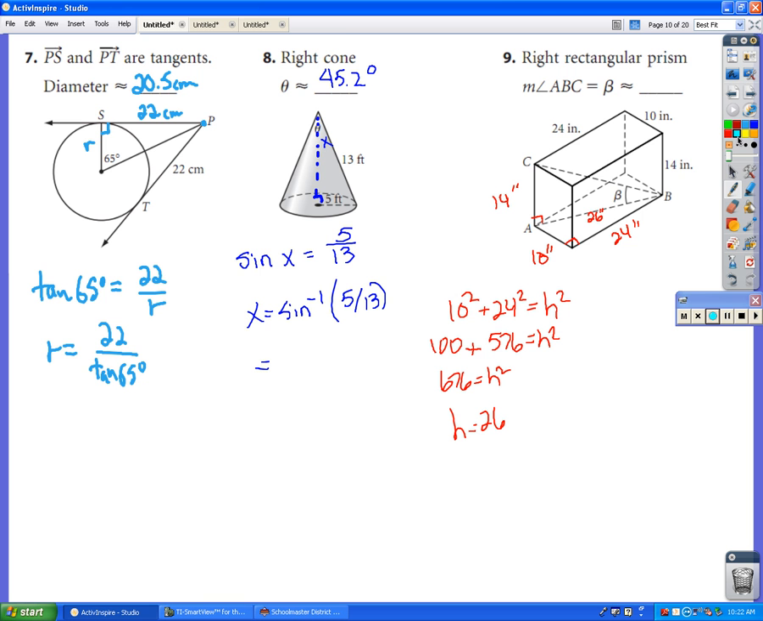So now I can figure out what beta is. Since I know the opposite side and I know the adjacent side, I'm going to use tangent. So the tangent of beta is the opposite side, which is 14, divided by the adjacent side, which we figured out is 26. So to get the angle, I have to go inverse tangent of 14 divided by 26. So second tangent, 14 divided by 26, that angle is going to be 28.3-ish degrees.